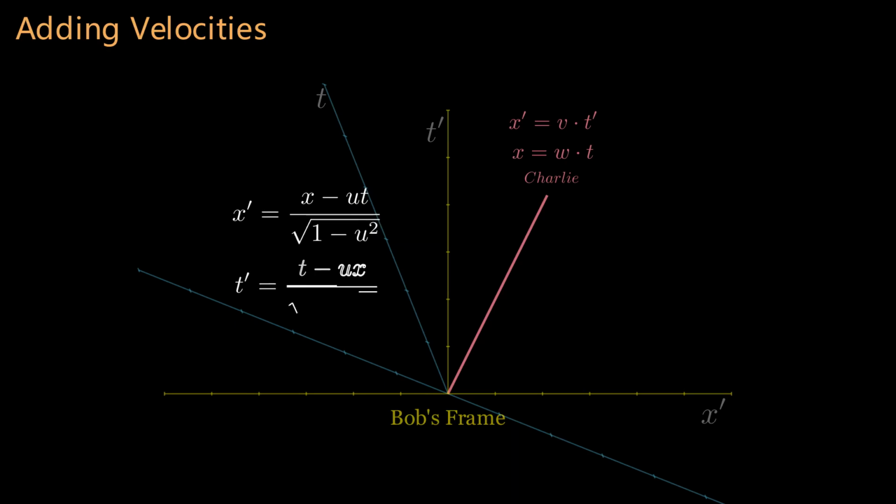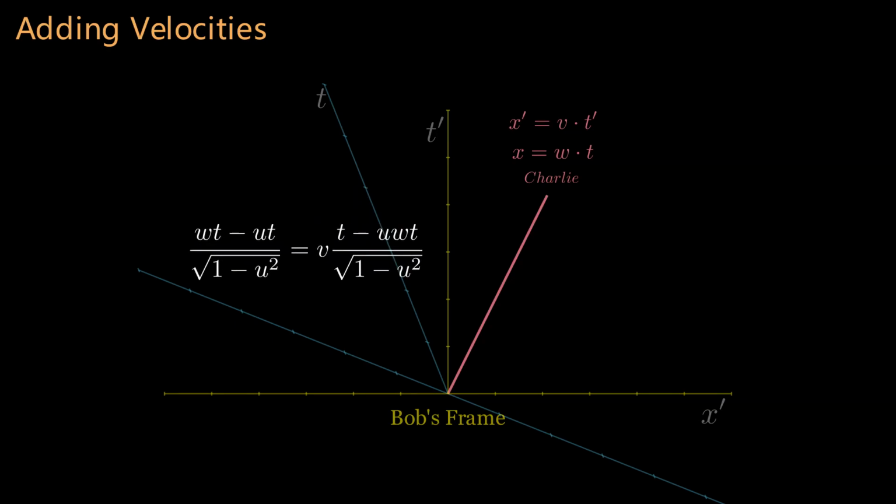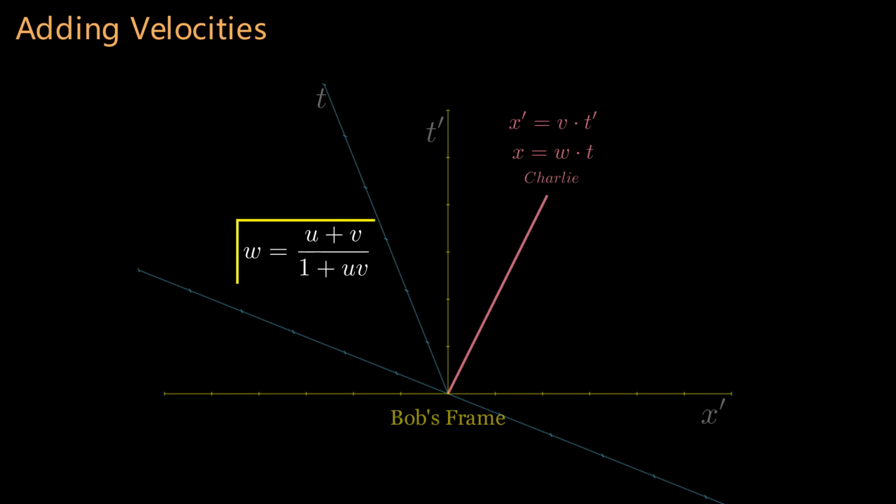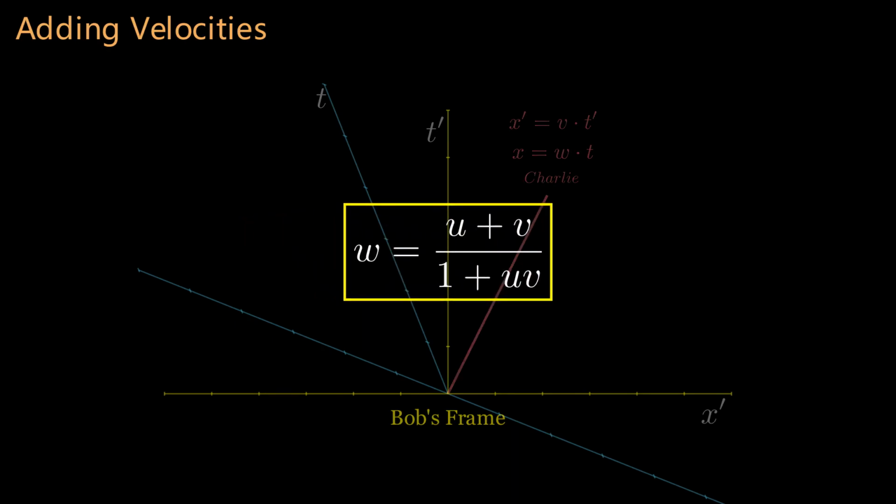Charlie's world line satisfies the equation x prime equals v times t prime. Write down the Lorentz transformation equations from Alice's frame to Bob's frame. Replace the x in the Lorentz transformation equations with Charlie's world line equation, x equals w times t. The resulting x prime and t prime are the coordinates of Charlie's world line in Bob's frame, satisfying x prime equals v times t prime. Through some simple algebra, we can derive the formula for Charlie's velocity w in Alice's frame. This is the rule for adding velocities in relativity. Velocities are added in a nonlinear way.